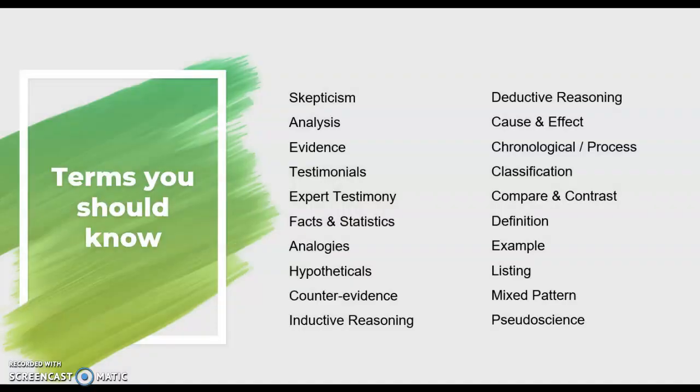There are several terms that you should know following this chapter. On the right-hand side, cause and effect, chronological, all the way down through mixed pattern. Those are all patterns of organization that we're going to discuss. And on the left-hand side, testimonials, expert testimony, facts, analogies, and hypotheticals. Those are all types of evidence.